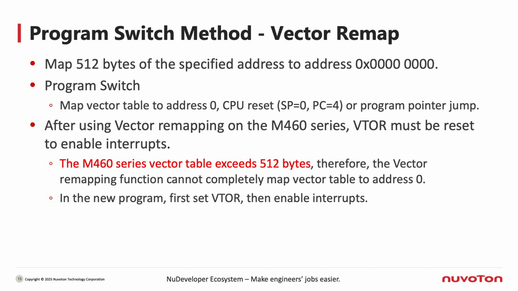It should be noted that the vector table of the M460 series exceeds 512 bytes, and the vector table cannot be completely mapped using the vector remapping function. If you want to use vector remap to switch programs, after switching to the new program, you should set VTOR to the original position of the program's interrupt vector table before enabling interrupts. Otherwise, if the interrupt is not within the first 512 bytes of the vector table, a hard fault will occur.